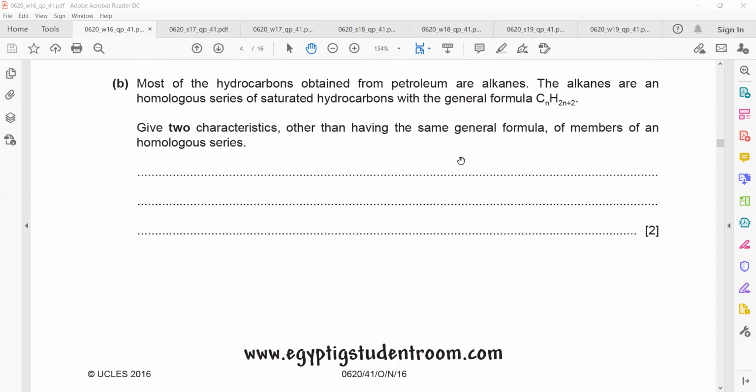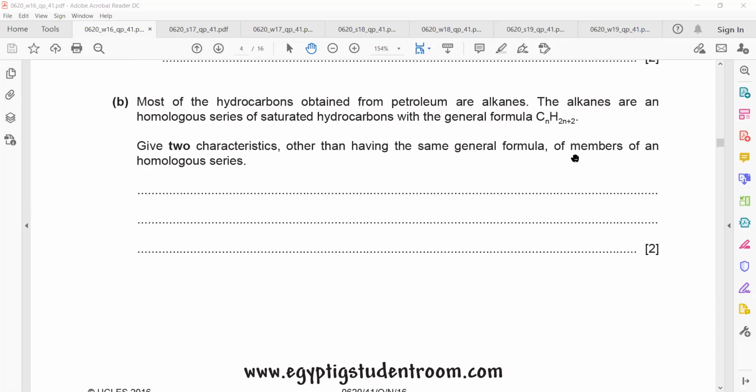In the next question: most of the hydrocarbons obtained from petroleum are alkanes. The alkanes are a homologous series of saturated hydrocarbons. The term saturated here does not mean it is water soluble. It means they have carbon-carbon single bonds, and unsaturated means they have a carbon-carbon double bond. With the general formula CnH2n, give two characteristics, other than having the same general formula, of a member of a homologous series. What could be the other property or characteristic of a homologous series?